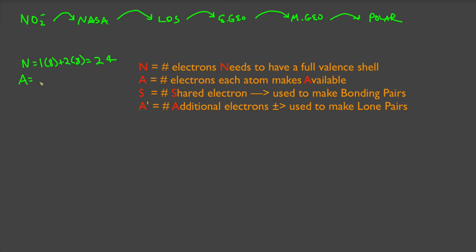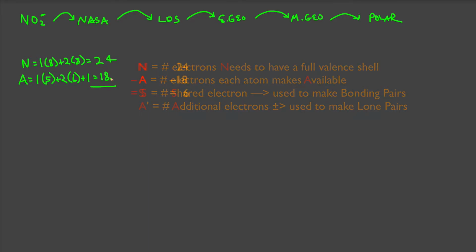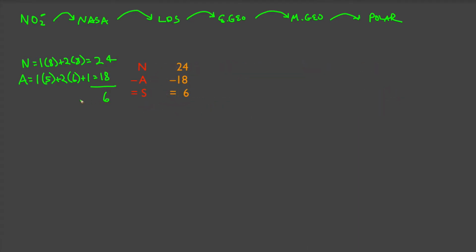As far as electrons available, my one nitrogen brings 5 valence electrons. It's in group 5. And each of the 2 oxygens brings 6 electrons. They're in group 6. And we also have 1 extra electron that's giving an overall negative charge. So we'll add 1 for that and bring the total number to 18. 24 minus 18 is 6.